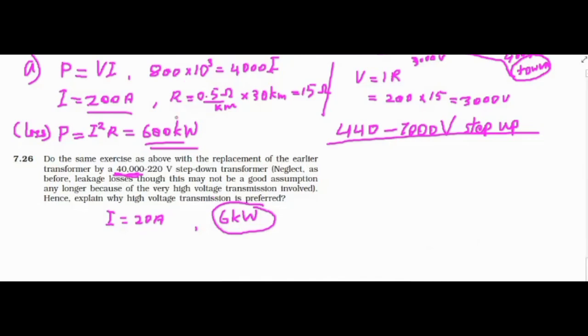Okay, then you have to follow the remaining steps B and C, and you can find out what should be the primary and secondary voltage of the transformer which you need to use to transmit the power at 4000 volt at the town. Okay, that's all the numerical problems of the chapter.